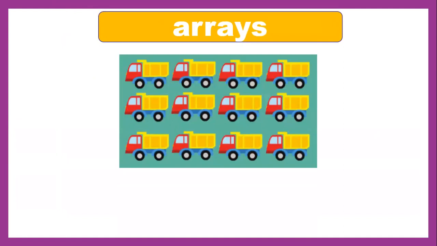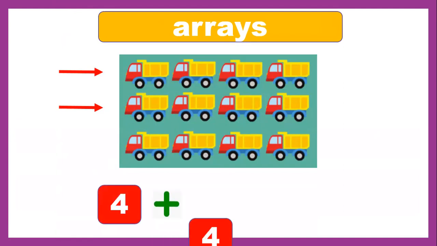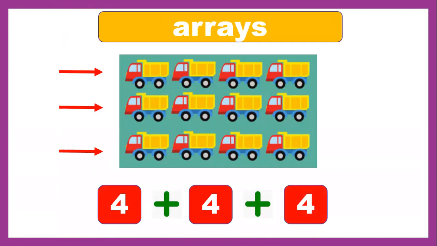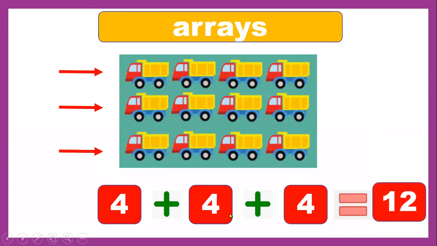Yesterday we talked about arrays. We used some trucks to make arrays. As you know, we have three rows: one, two, and three. You can watch the previous video about arrays. We have four trucks in each row, and three rows make 12 trucks. How many trucks? 12.